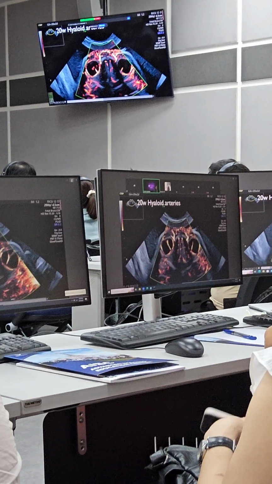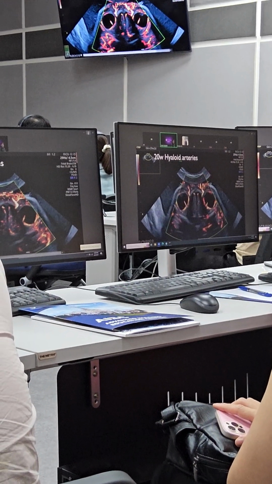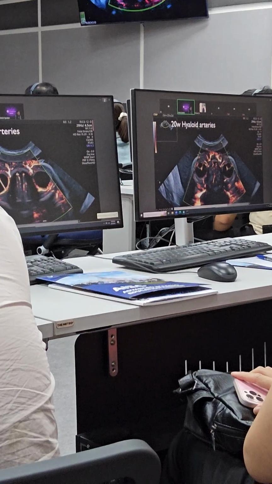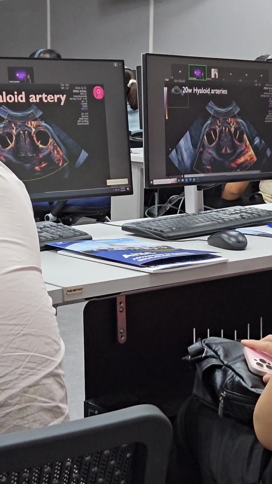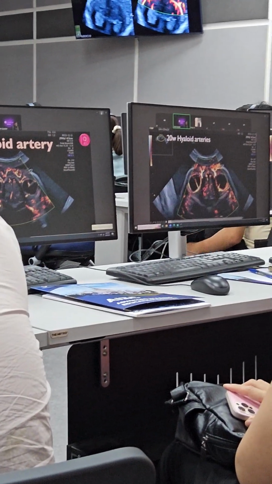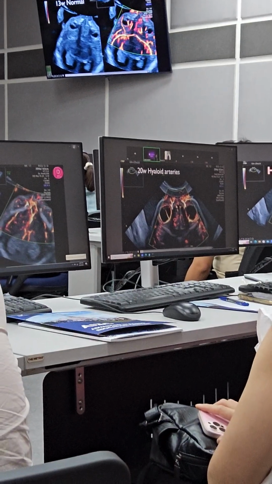Actually, this is a transvaginal ultrasound, so of course this is very visible. And now, this is 20 weeks. And how about 13 weeks in the first trimester? Is there any hyaloid artery there? Yes. Here you can see.